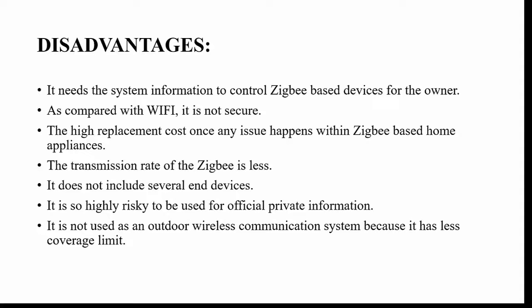Okay, and it is highly risky to use for official private information. As I already told you, it is not secure. So if you want to use it for private information, it is highly risky, and it is not used as an outdoor wireless communication system because it has a less coverage limit. By comparing with higher end protocols, it only has a 100 meter range, so you can't use it as an outdoor wireless communication system.